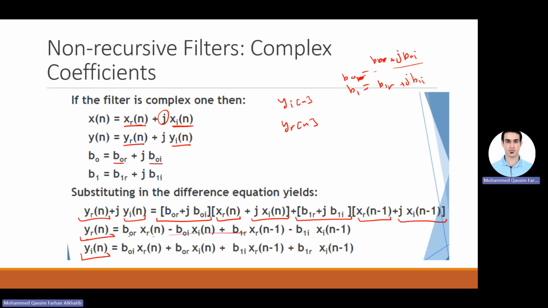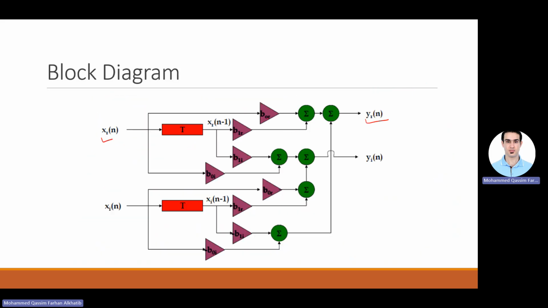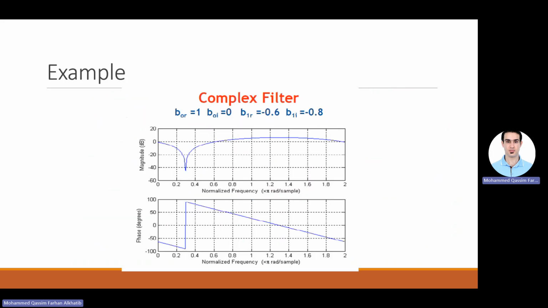Like in here, for example, y real of n has this imaginary part of b naught, and so on for the other variables. Now, the typical example shows a complex filter, just to show that you don't have this symmetrical nature like in real valued filters. In real valued filters, I had this symmetry over the center, but with complex valued filters and these coefficients, the gain is not symmetrical over the center.